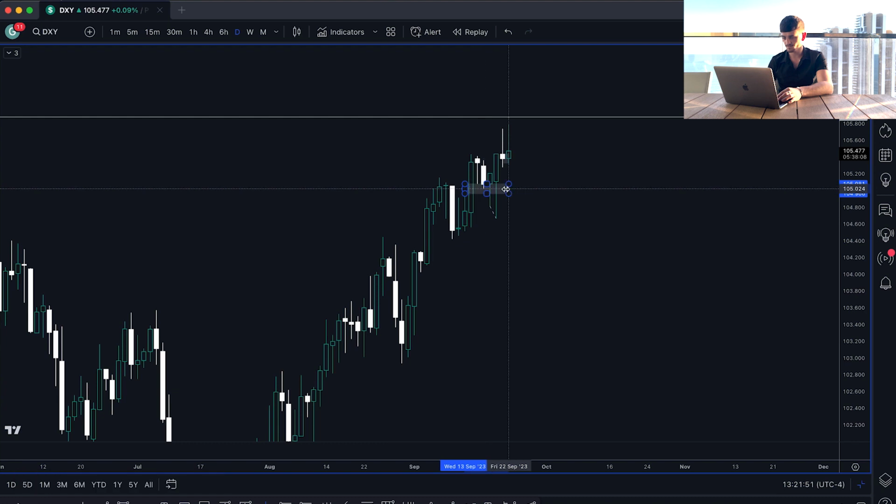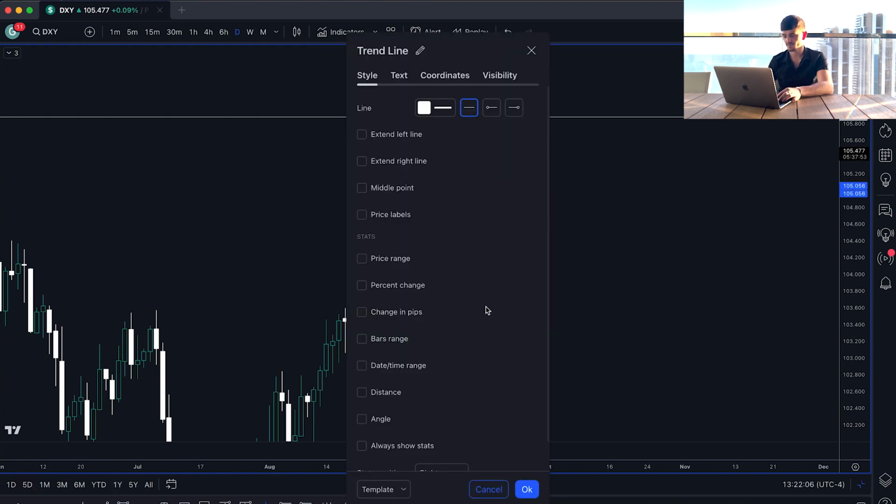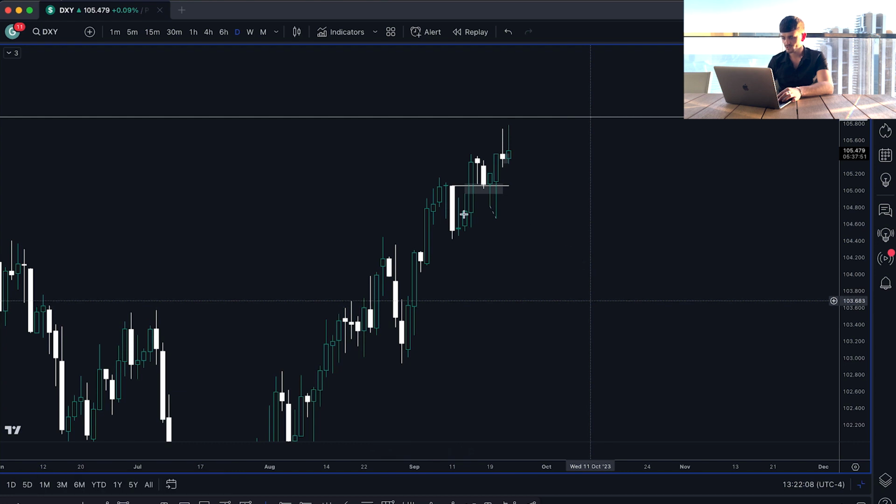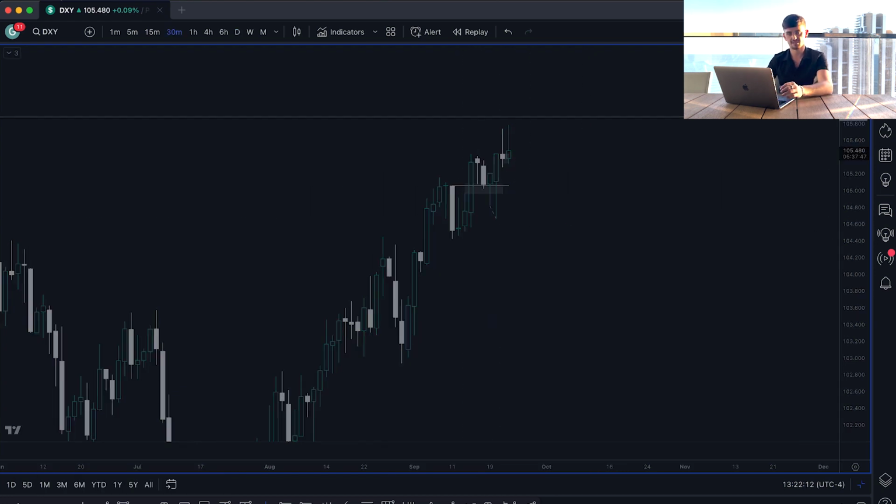I'll drag that along. We were looking at that fair value gap to hold price higher for this week, as well as the bearish order block that I'll mark up with a line just here. I'll make that a normal line. So let's jump into the lower time frames. Let's go to a 30-minute chart.